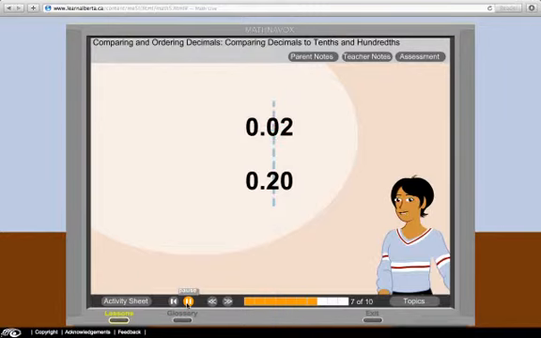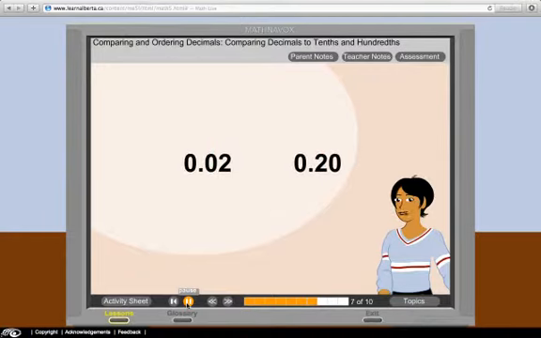And the second number has 2 tenths. Because 2 is greater than 0, we know that 0.20 is greater than 0.02. If 0.20 is greater than 0.02, then 0.02 must be less than 0.20.